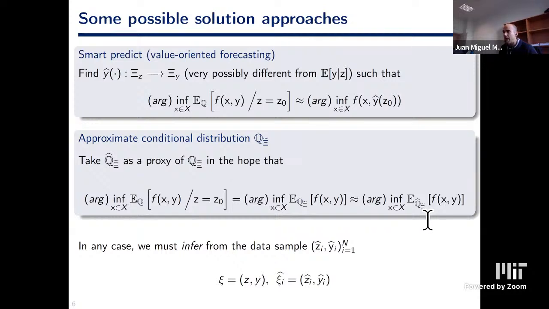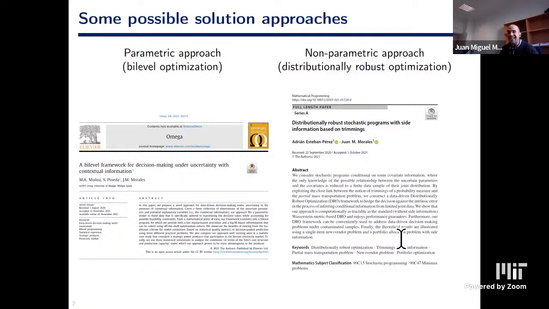Okay. In any case, the traditional forecast, the decision rule, the smart forecast, which I also call value-oriented forecasting, or the proxy of the conditional distribution, all of them must be inferred from a sample of the joint distribution of Z and Y. For convenience, in this presentation, I may also use Chi to denote the pair of random variables, the context and the uncertainty. All these approaches are theoretically discussed in these two papers of ours that have been recently published, in case some of you would like to delve into this topic.